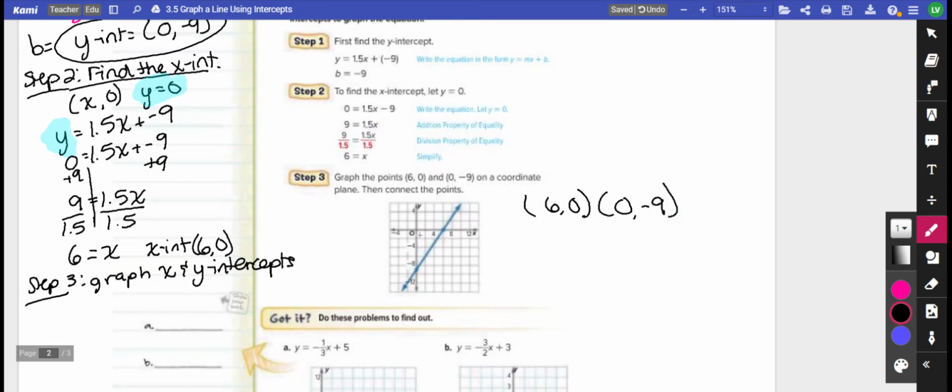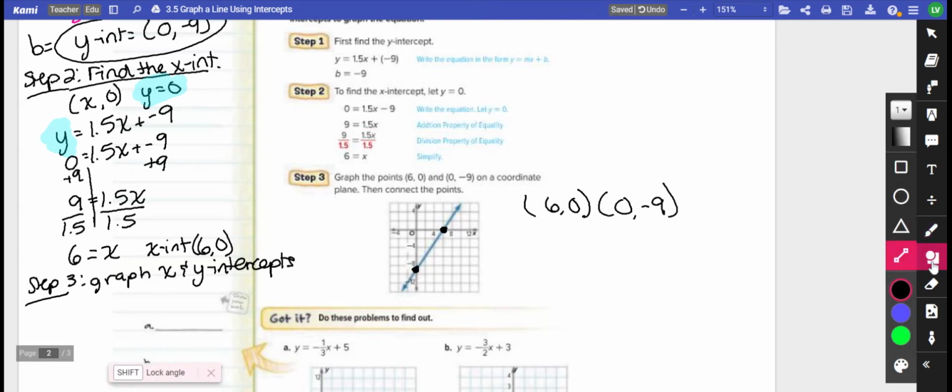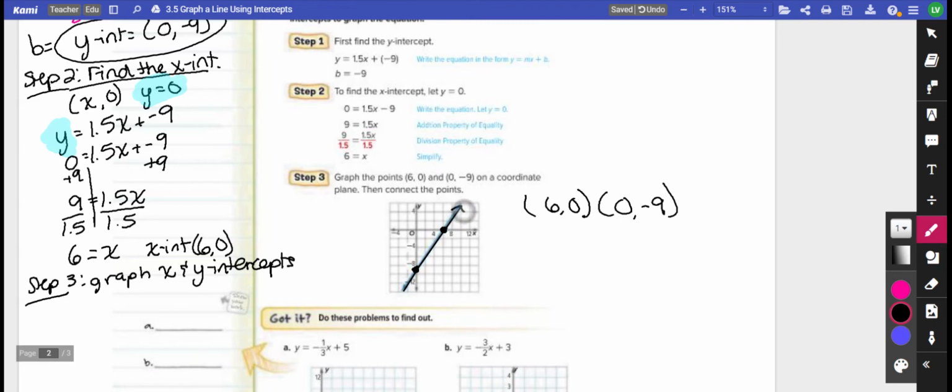So if I go to 6, comma 0, I start at 0, 0, go to the right 6. And then if I plot 0, negative 9, I start at 0, 0, and then I go down to negative 9. I'm going to go ahead and get my graphing tool. I'm going to connect a line through these points. I'm going to put an arrow on each end.